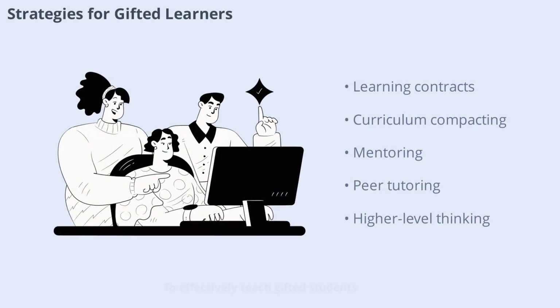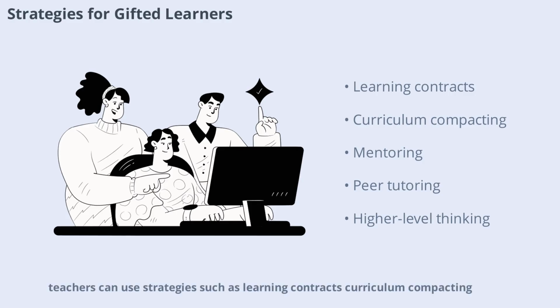To effectively teach gifted students, teachers can use strategies such as learning contracts, curriculum compacting, subject acceleration, cluster grouping, and mentoring. Flexible grouping and peer tutoring also provide opportunities for gifted students to collaborate and share their expertise. It's important to avoid under-challenging these students and to provide meaningful, engaging activities that promote higher-level thinking.